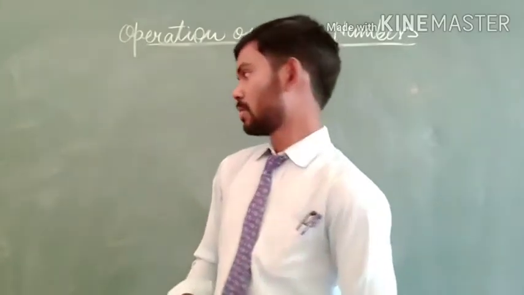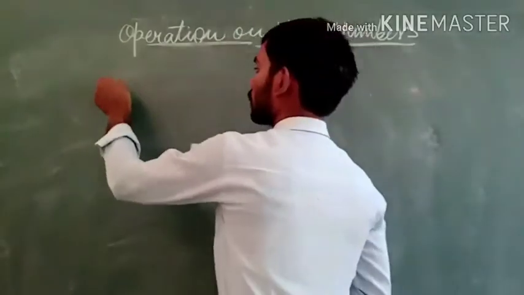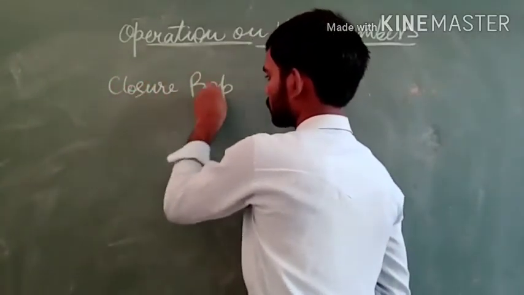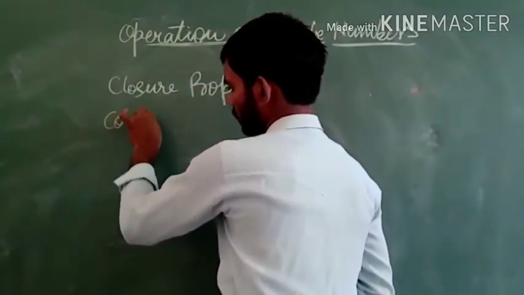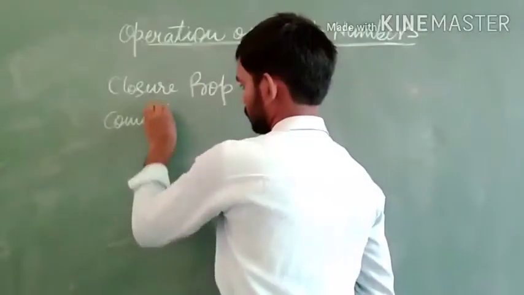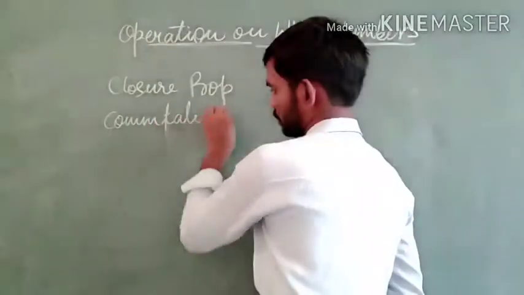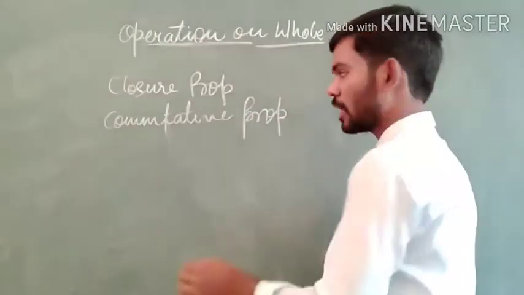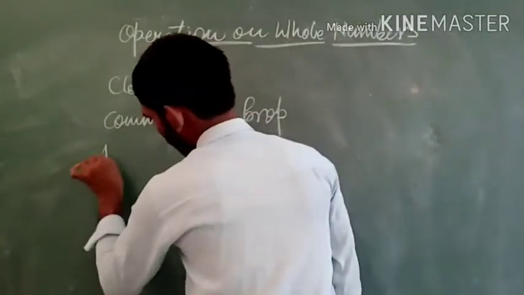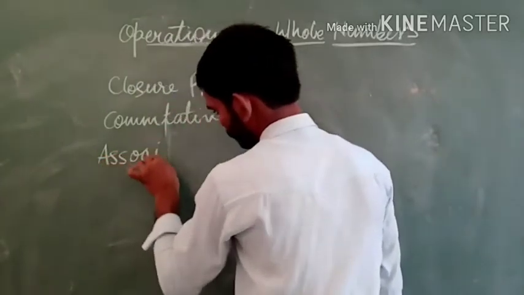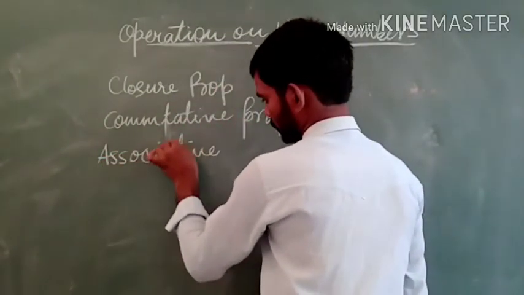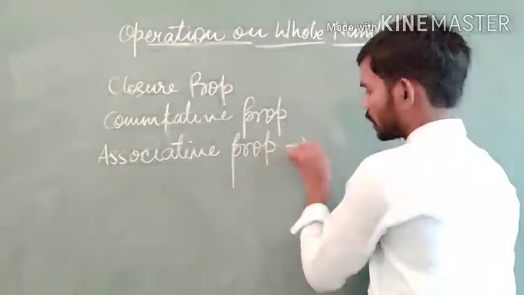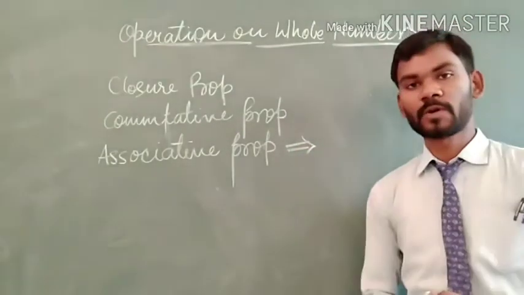In the last video, we discussed the closure property and the commutative property, and today we are going to discuss the associative property. So let us see what the associative property is.